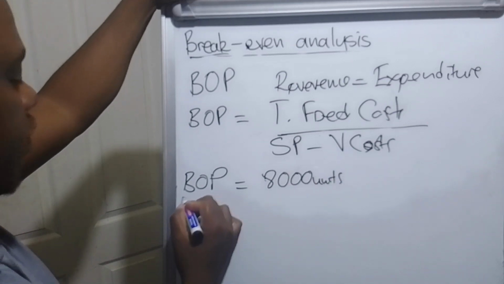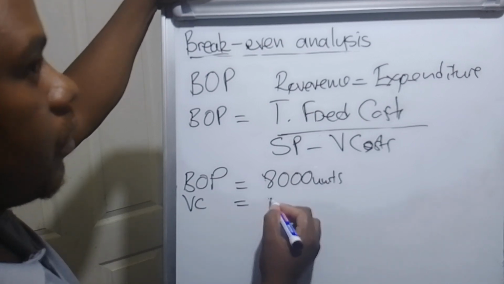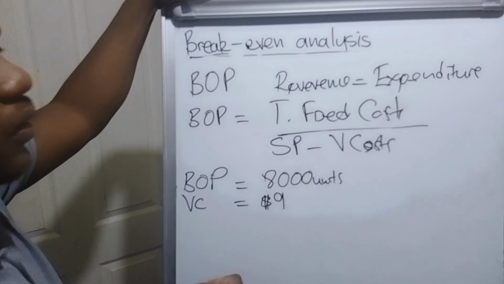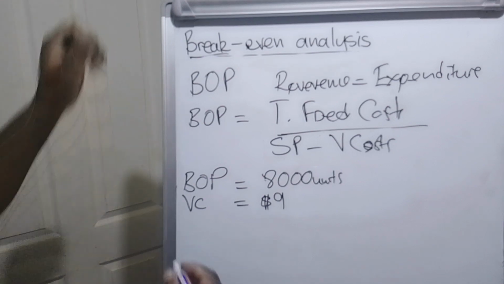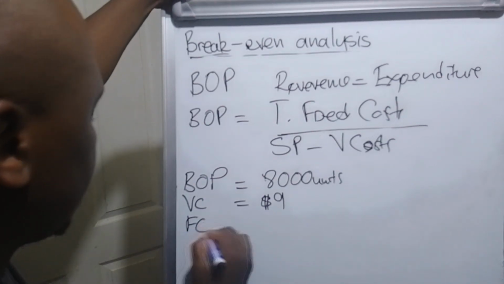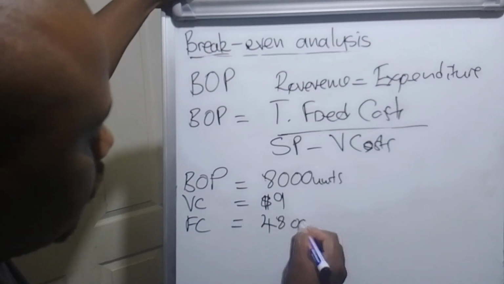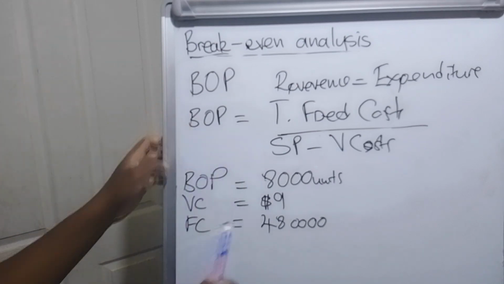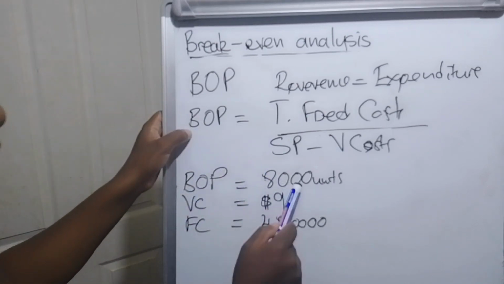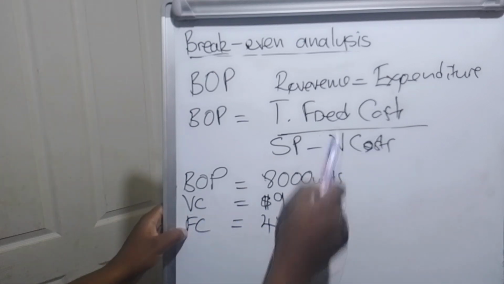We are also given variable costs per unit as $9. Then we also have total fixed costs as 48,000. Okay, so with these elements we've got the break-even point, which is this one, 8,000 units, variable cost, which is this one, fixed cost, which is this one.